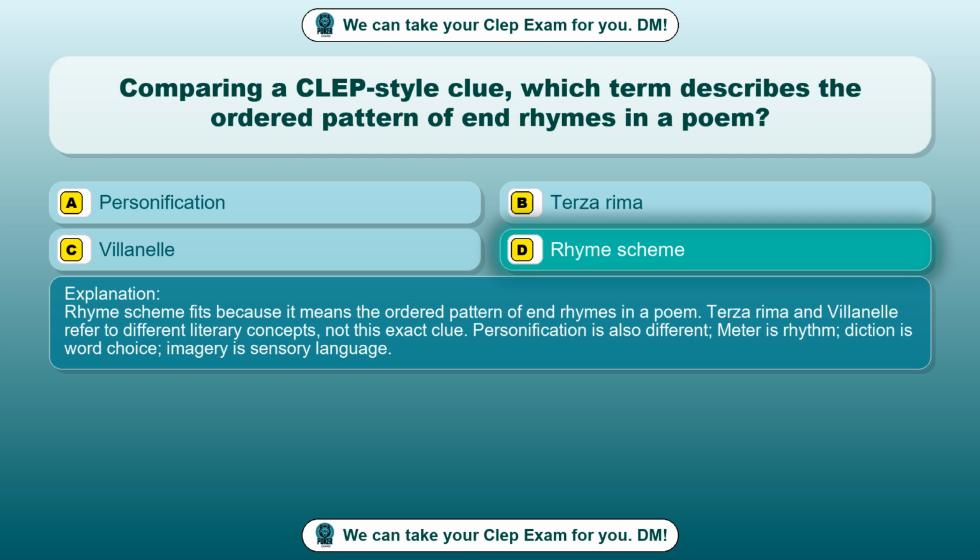Rhyme scheme fits because it means the ordered pattern of end rhymes in a poem. Terza rima and villanelle refer to different literary concepts, not this exact clue. Personification is also different. Meter is rhythm, diction is word choice, imagery is sensory language.